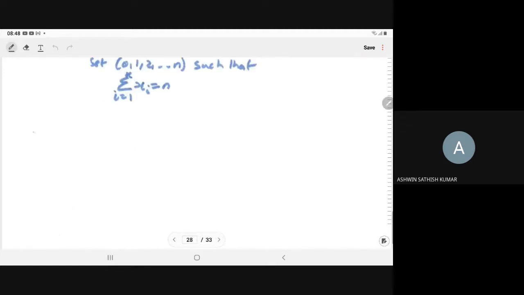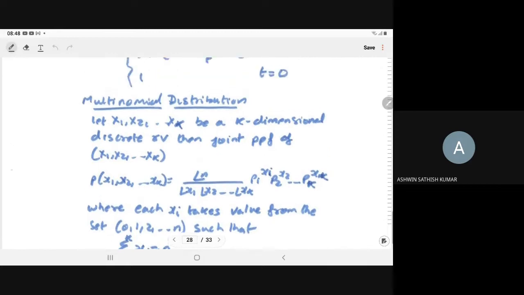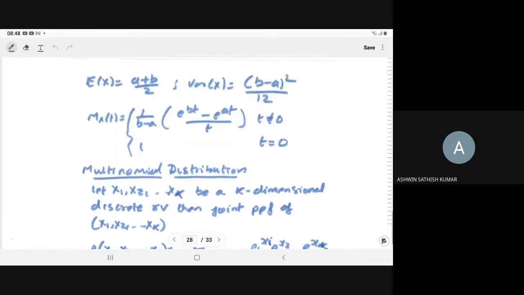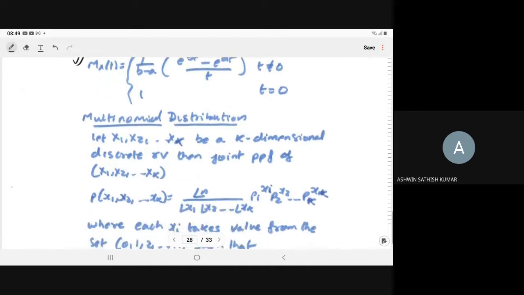Its mean and variance are given by (a plus b) by 2 and (b minus a) whole square by 12. And the moment generating function for the uniform variate is 1 upon b minus a into (e to the power bt minus e to the power at) upon t, when t is not equal to 0. When t is equal to 0, it is equal to 1. Clear? So these are some standard distributions.